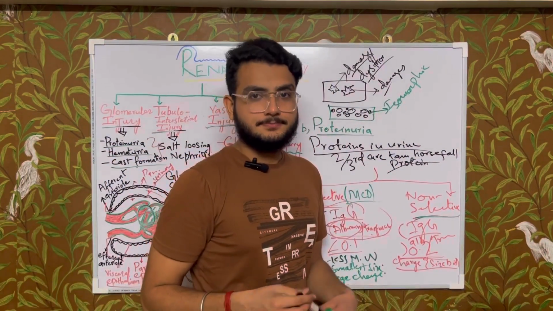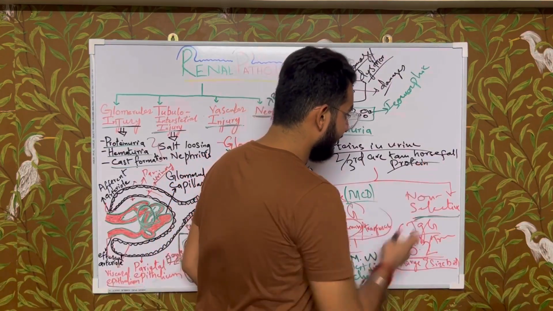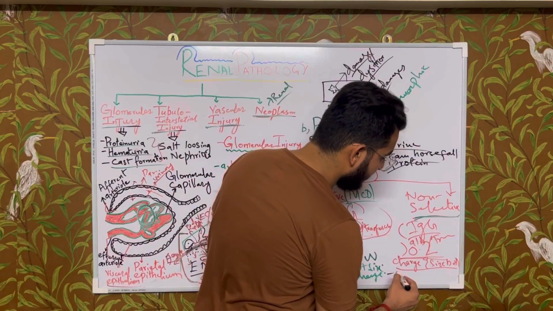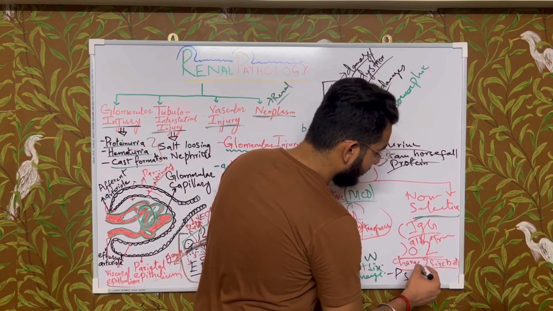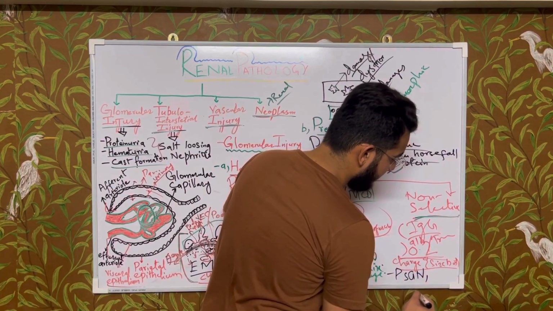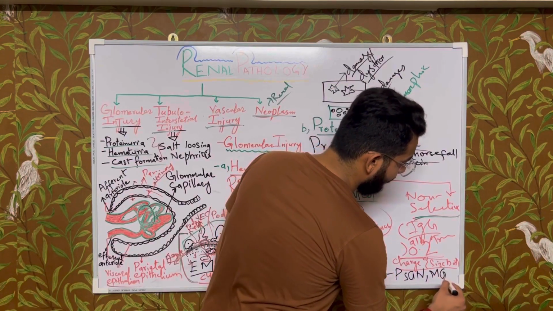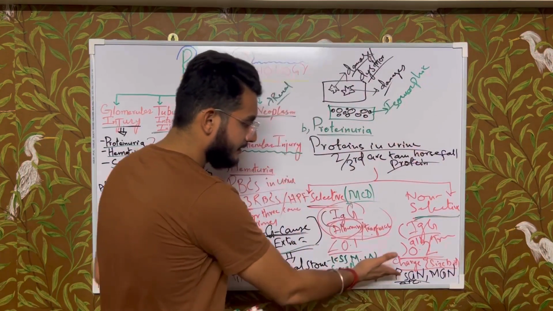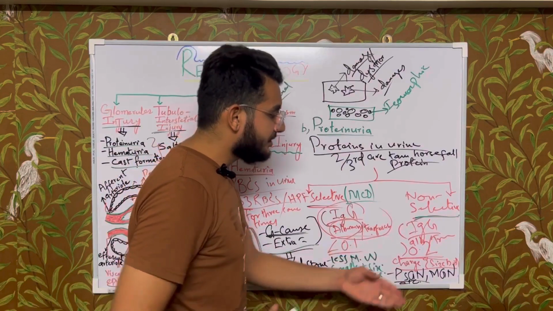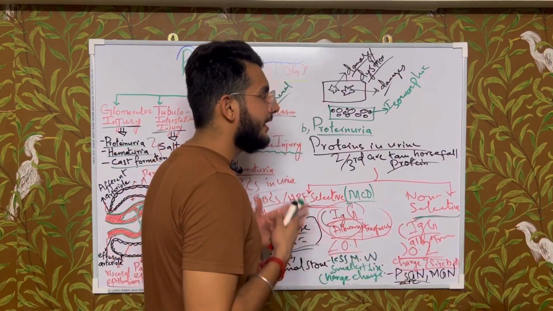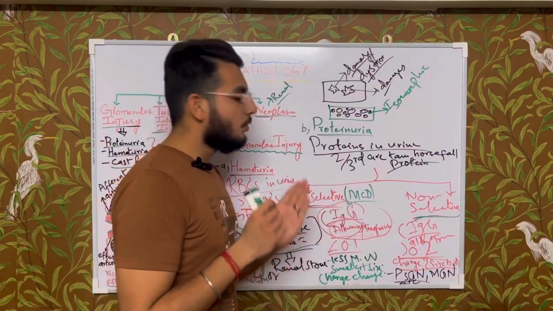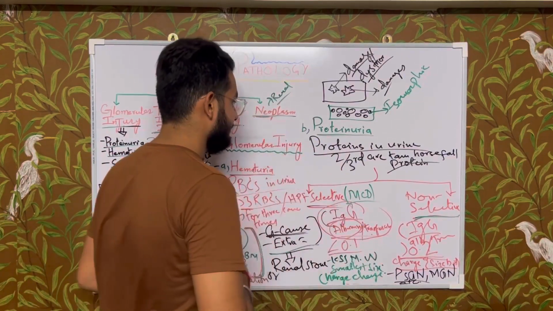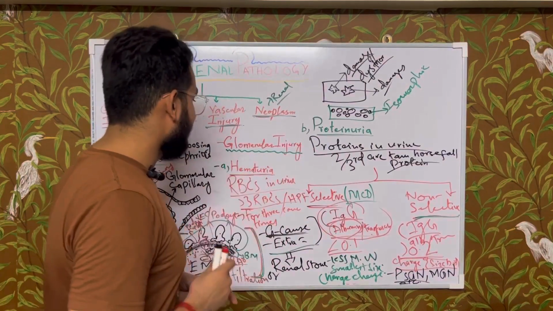Here it was defective in only charge, but in this case there is a defect in both charge and size of the molecule. Non-selective proteinuria is seen in post-streptococcal glomerulonephritis, membranous glomerulonephritis, etc. Whatever conditions I have mentioned here, you just mug it up for the time being. We'll study everything about it in our proceeding sessions. Right now you just bother to remember that only.